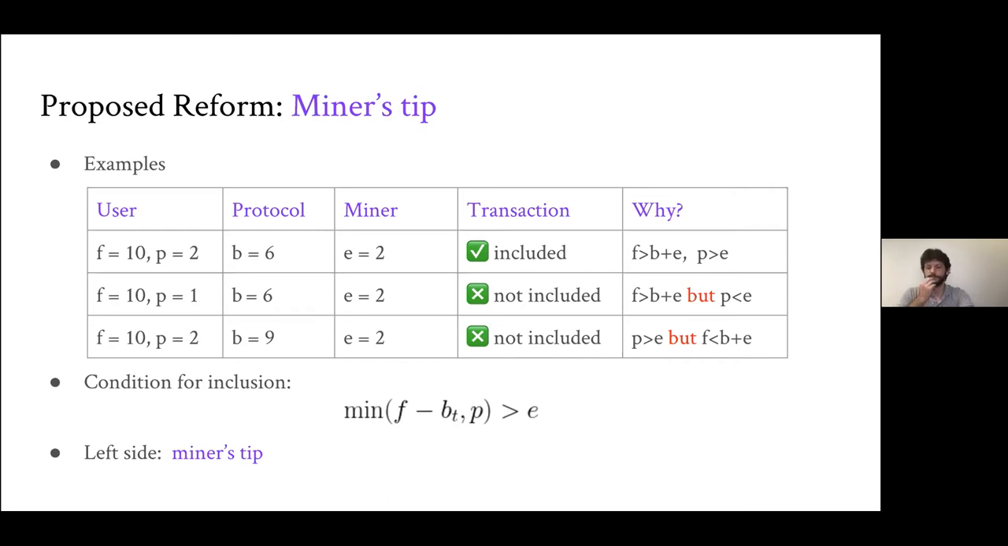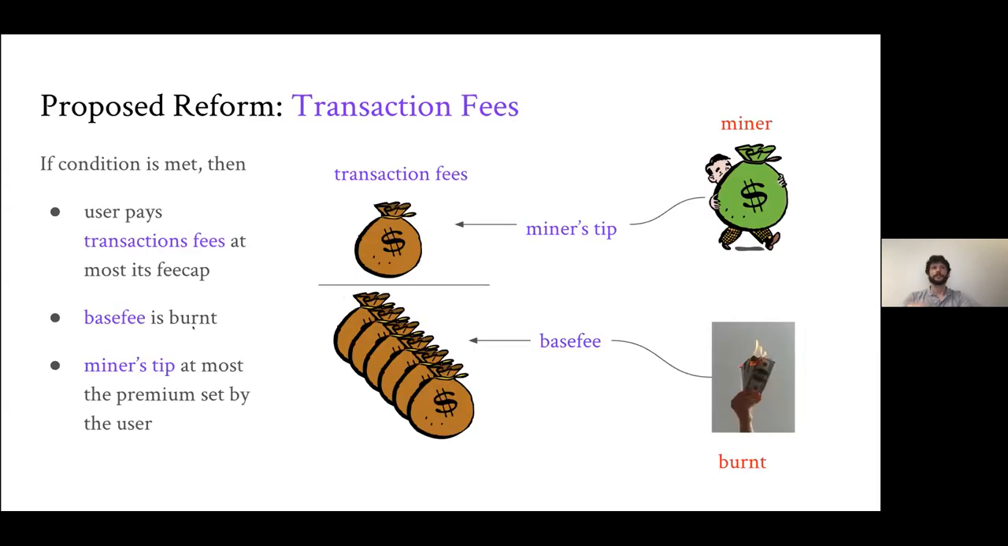Sorry, but you say the transaction is included. What is the fee that is actually paid in the first line? So the fee, if you get included, is the base fee. If this condition is met, then the user pays at most its fee cap, and the base fee is burned. And then the miner's tip is what will go to the miner.